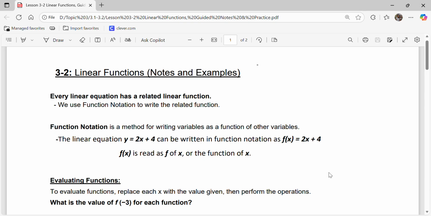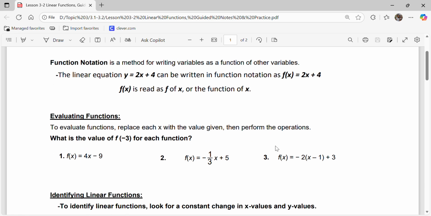3-2 linear functions. Every linear equation has a related linear function. We use function notation to write the related function. So now instead of y equals, whenever they ask you to write a function notation, it will be in the form of f of x. You can either read it as f of x or the function of x.